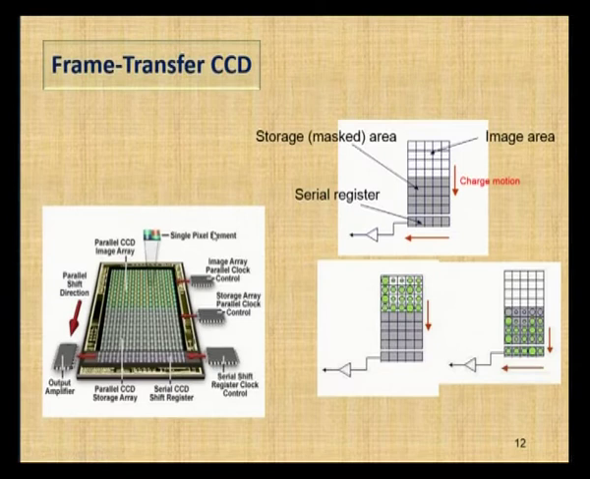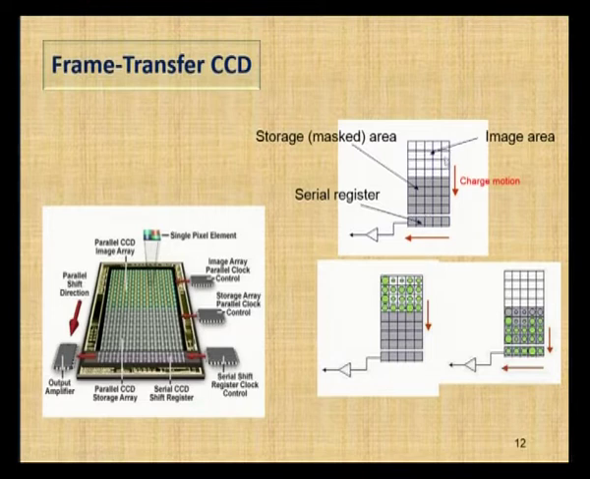Next we move on to frame transfer. This is another type of CCD where one frame of the image area is masked and another frame is not masked. This is the storage area, and the image area is the one where light will be exposed. This is the masked area. Here the CCD is masked by a mechanical shutter.